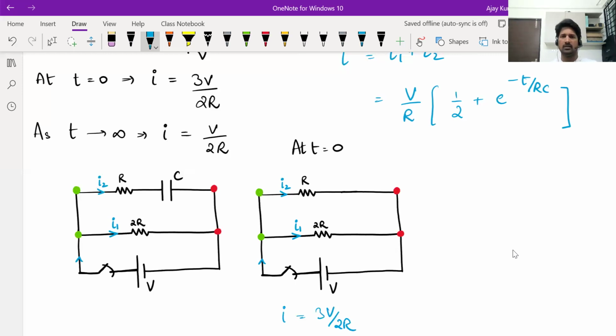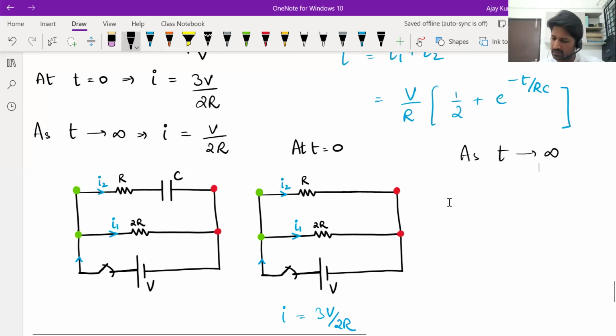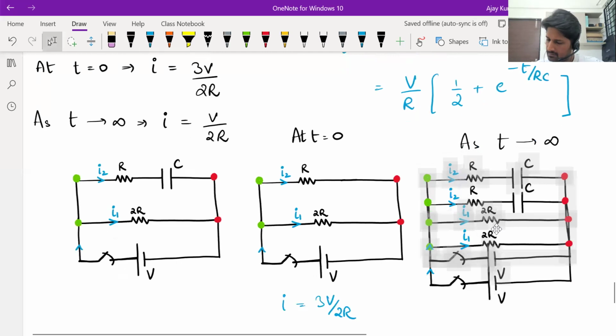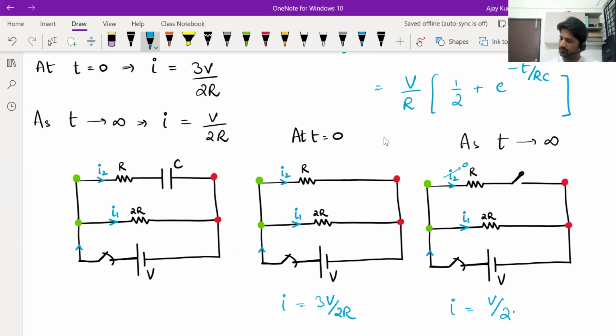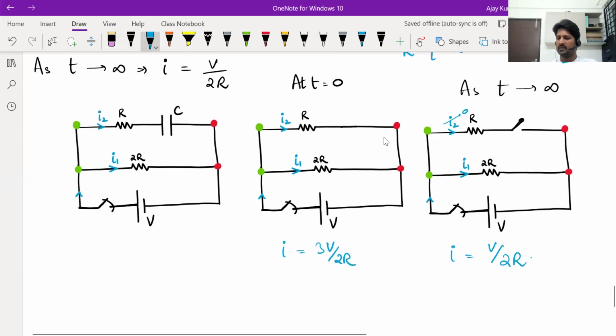You can find out the total current like this. In fact, current in each branch also you can tell. Next, as t tends to infinity, the capacitor tends to get fully charged. When a capacitor is fully charged, we have discussed this point also. What can you treat it as? As an open switch. Okay. So imagine there is an open switch here. When there's an open switch, you won't have any current in that branch. I2 becomes 0. I1 is V by 2R, so the net current will also be V by 2R itself.